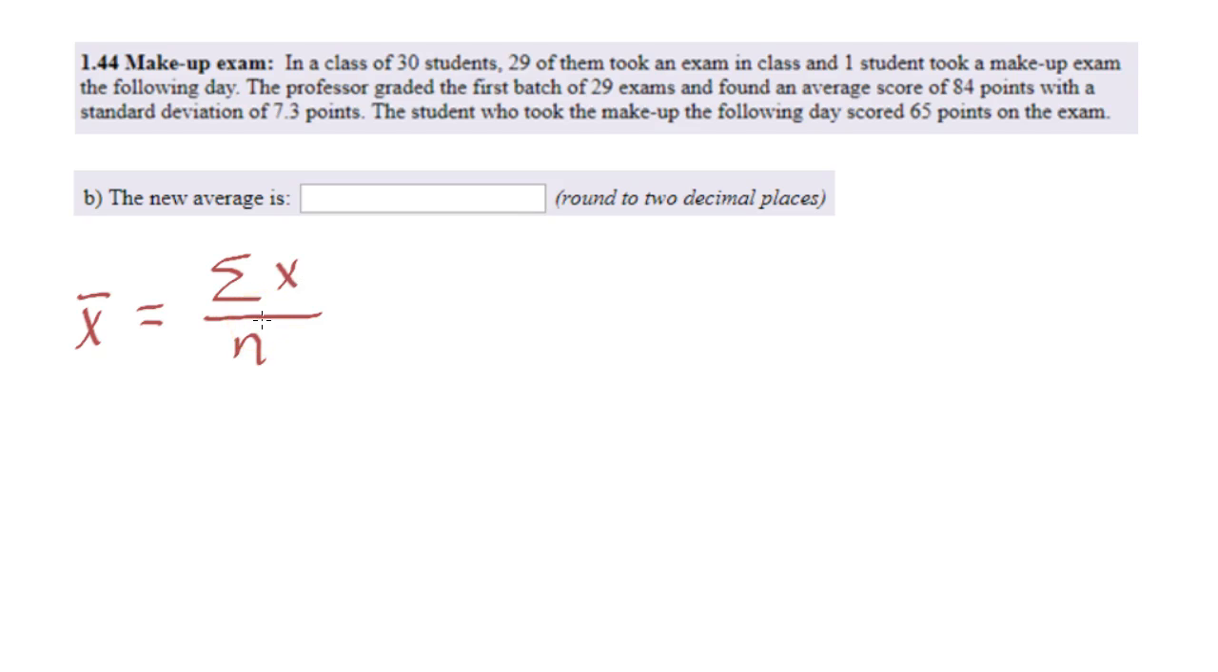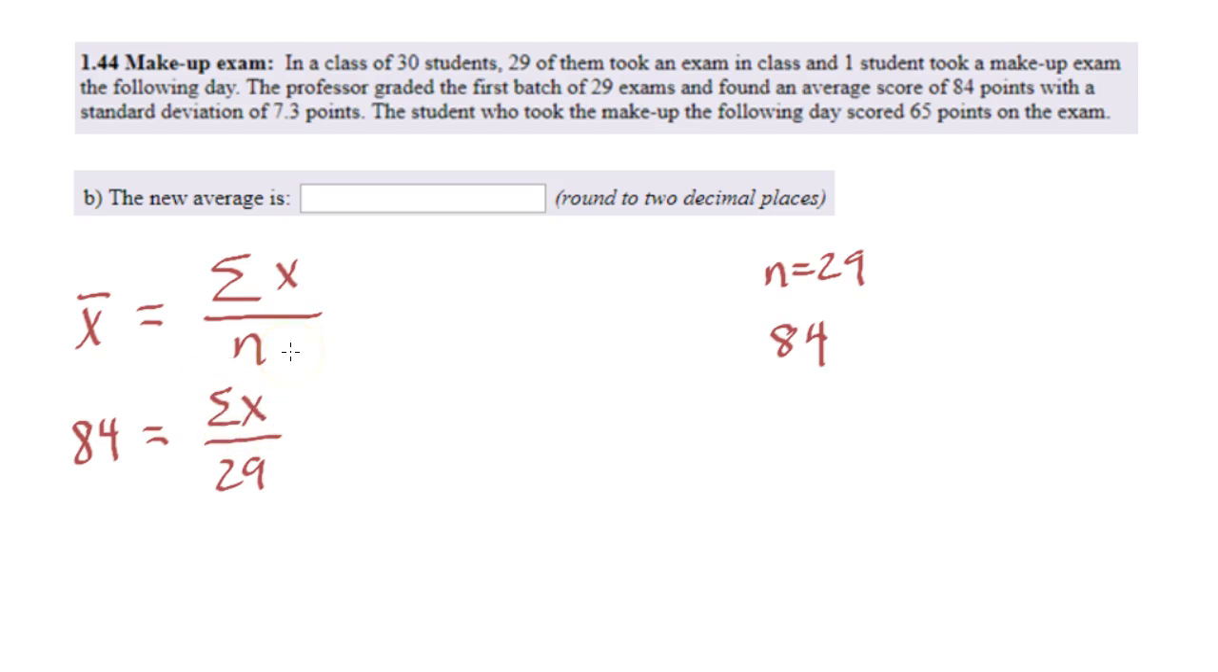So the professor graded the first batch of 29 exams. So this is just with n equals 29. From n equals 29, we ended up getting an average of 84. So if we had an average of 84, that's like our x bar. And we have n equals 29.